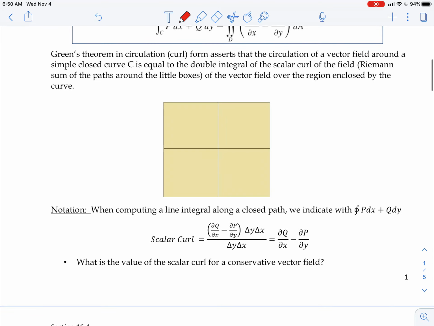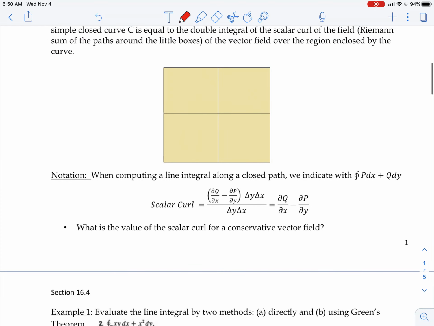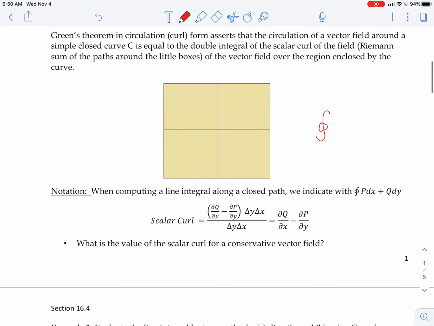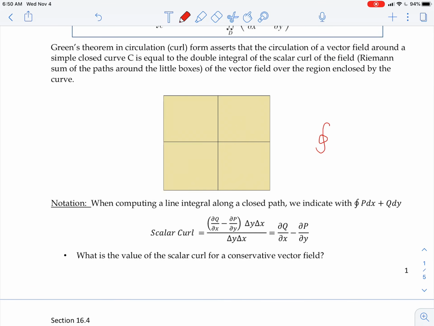So when computing a line integral along a closed path, we indicate the integral. I want you to notice right there. I'll just write it up here. So we have the integral. Then when you have a circle inside that integral, that means that we're going along a simple closed curve. So that right there indicates that we're over a simple closed curve.